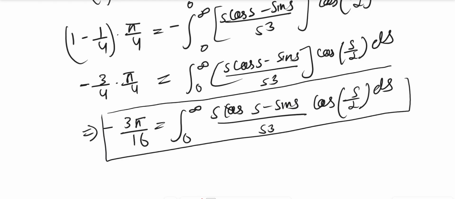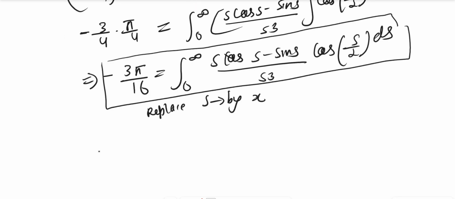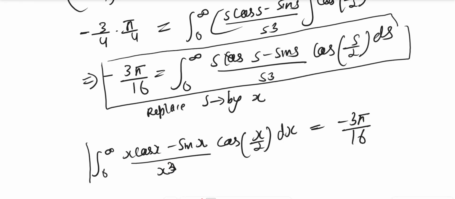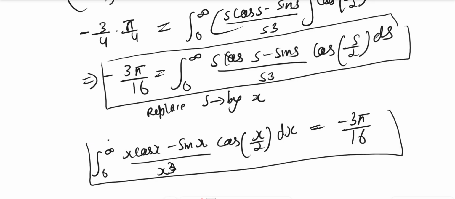Now the integration was in terms of x, so we replace s by x. So it is integration 0 to infinity of (x cos x minus sin x) divided by x cube cos x by 2 dx is equal to minus 3 pi by 16. So this is the answer for this integral. Hence it is done here.